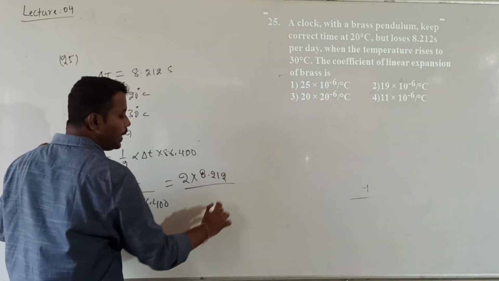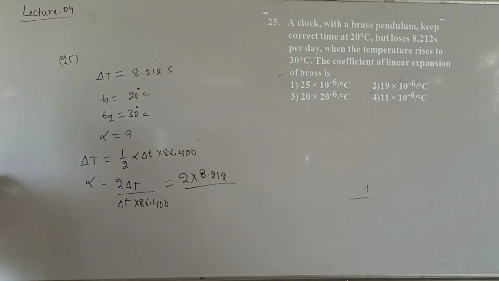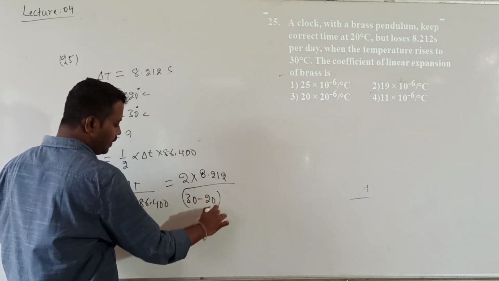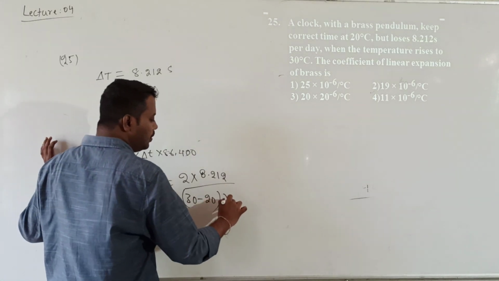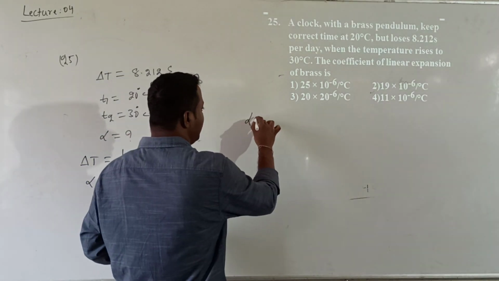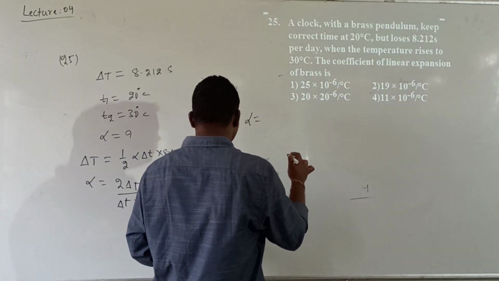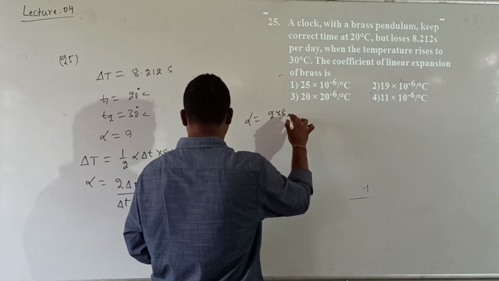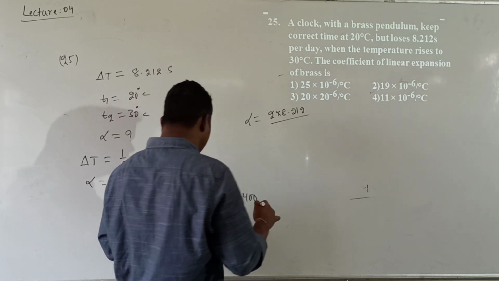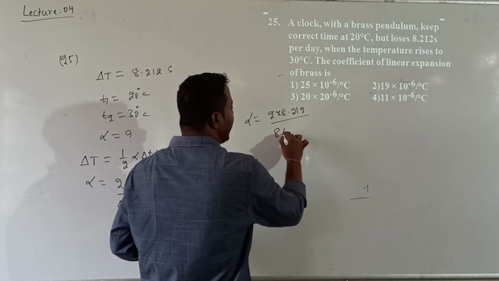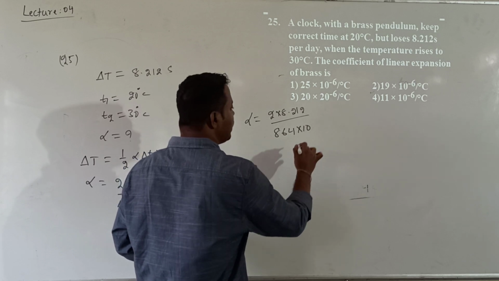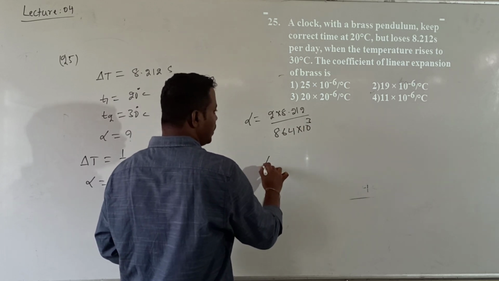So 2 into what is the loss of time? 8.212 divided by the rise in temperature, which is 30 minus 20, into 86,400. So what will be the answer for alpha? Alpha value is equal to 2 into 8.212 divided by the denominator value. That is 10. Calculate as 864 into 10 power plus 10. Okay, now what will we get for the alpha value?